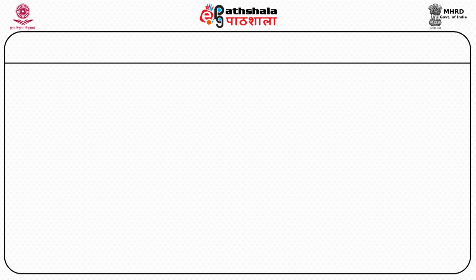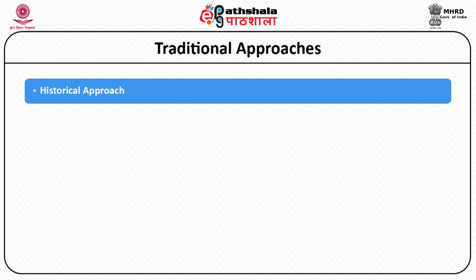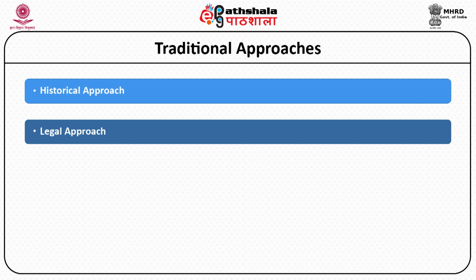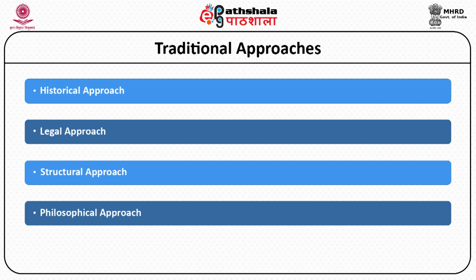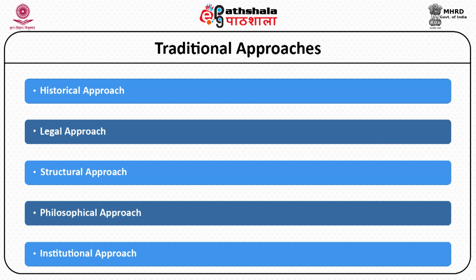Now, there have been traditional approaches which have talked about values and talked about how society ought to be. There are many traditional approaches. We can count the historical approach, the legal approach. All these approaches can be classified in the traditional approaches. The institutional approach is one of the traditional approaches in political science.